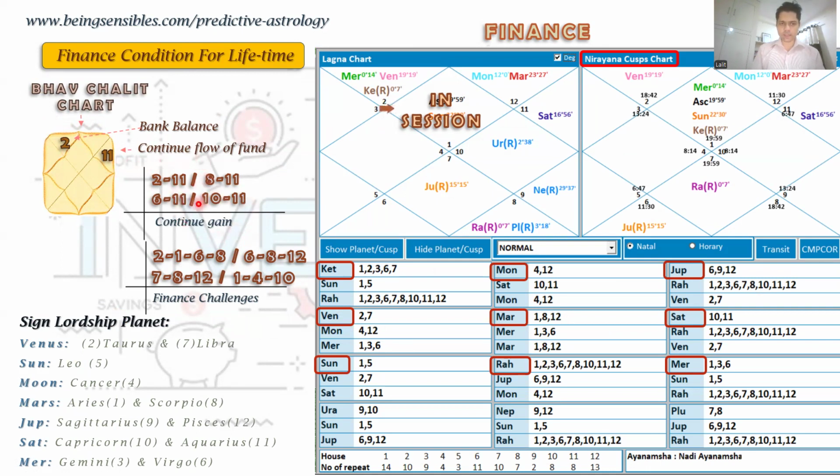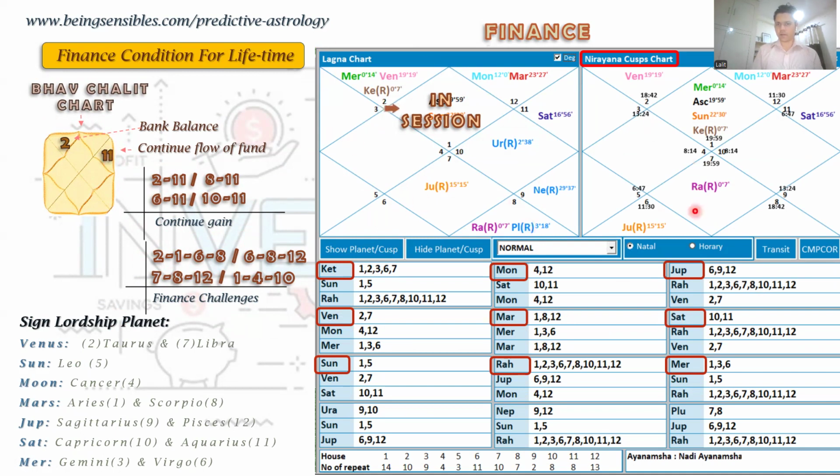So if somebody has this combination in the second house, they always have a backup fund, no matter what dasa is going on. And if somebody has these combinations in the second house or in the 11th house, then even in a good Mahadasa. And if somebody has this combination in any house, the person still always remains facing this problem of being finance conscious.